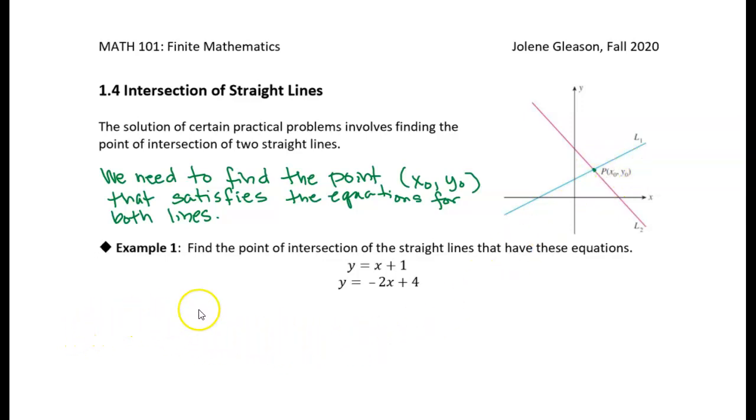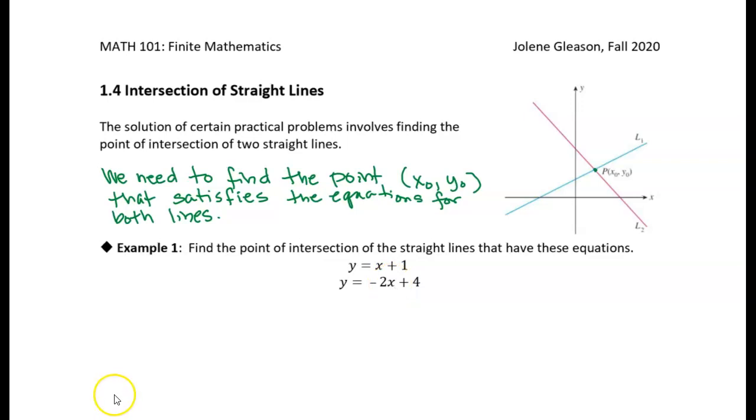So let's take a look at example 1. We have the equation for two different lines, and we want to find their point of intersection. So we're looking for an x and a y value that lies on both of these lines. So if it lies on the line, we can plug in the x value and the y value, and the statement will be true. This equation will be true. Okay? So, all right, so we're looking for where the y values are equal, right?